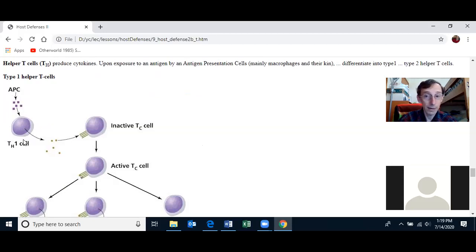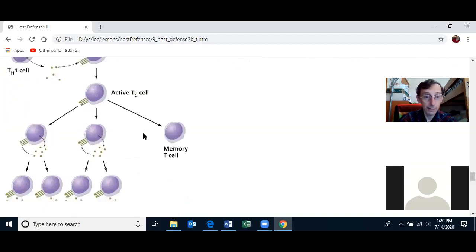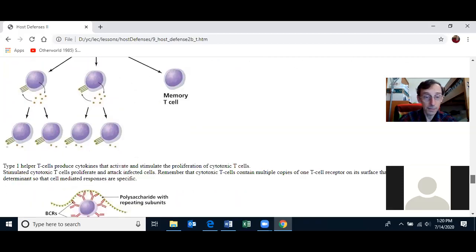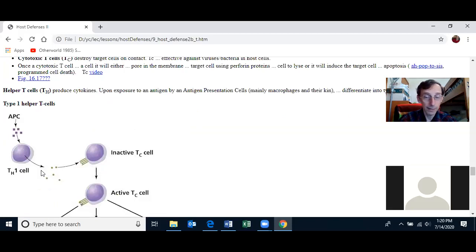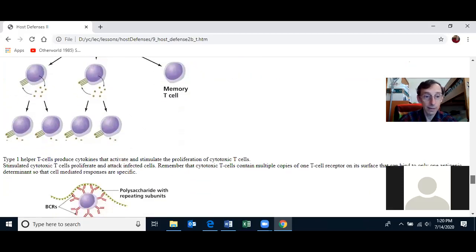And then that T helper cell differentiates and will secrete cytokines, which go out and activate an inactive cytotoxic T cell. And when the cytotoxic T cells get activated, they go through clonal expansion. Some of them become a memory T cell, and others become active cytotoxic T cells, and then go out and destroy any cell that has the antigen that was first brought to the T helper cell. Okay? And that's what a type 1 helper T cell does. It activates the cytotoxic T cells. Any question about that?